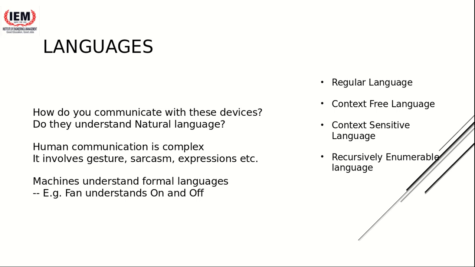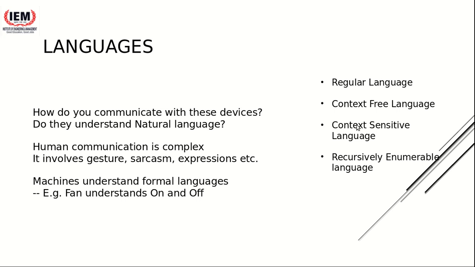So machines have their own formal languages. They do not understand natural language. For example, I just said a fan understands on and off. So similarly, just as for a fan we have a formal language which consists of on and off, for all the machines that I have discussed till now, that is Turing machine, push-down automata, linear bounded automata and finite automata, we have a separate set of languages. That is, a Turing machine understands recursively enumerable language.